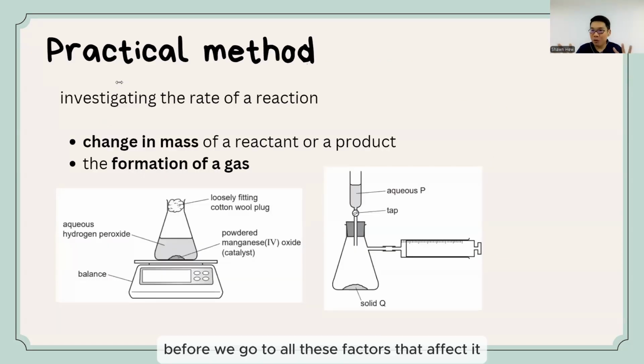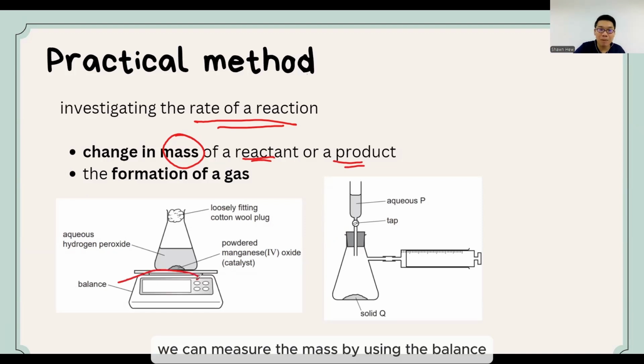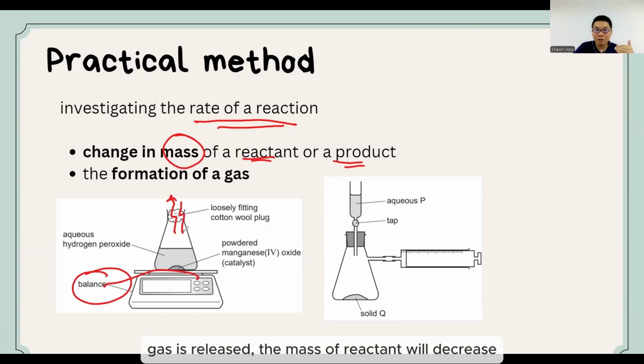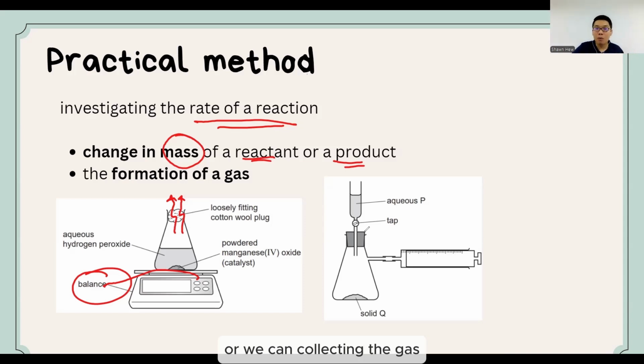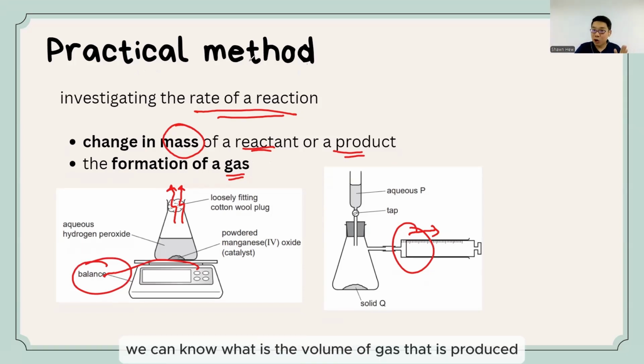Before we go to all these factors that affect it, let's talk about how we practically do this experiment. To investigate the rate of reaction, we can either see the changes in mass of the reactant or product. We can measure the mass by using the balance. Gas is released, so the mass of reactant will decrease. Or we can collect the gas. When gas is forming, the volume of gas will push this, then we can know the volume of gas that it produces.